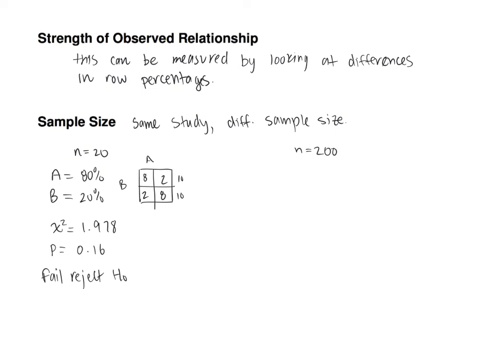And the problem is that a 60% difference is not very unlikely if you only have 20 people. But if you had 200 and you observed the same difference, we'd have 100 and 100. And then we'd have 80, 20, 20, 80. With that, you're going to end up with a chi-squared statistic of 19.78 and a p-value of 8.7 times 10 to the negative 8th. It's a very, very small number. And the point is the same proportion, different sample size, completely different conclusion.